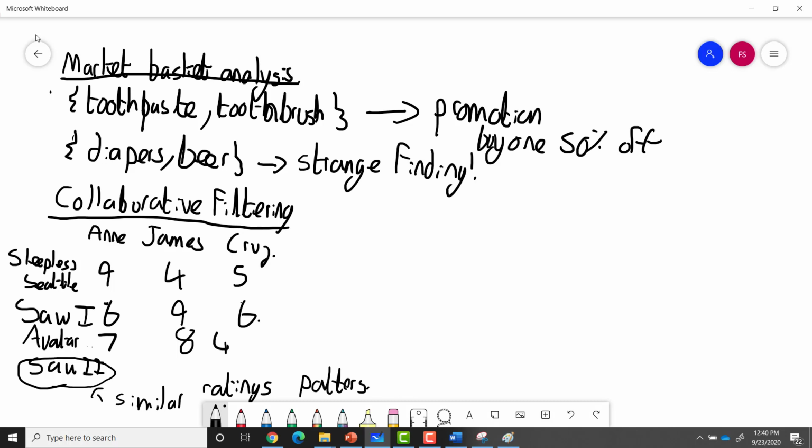So maybe, for example, Anne has given this a 6, and Cruz has also given maybe a 5 or a 6, and we want to know how James would like Saw 2. So we see that Saw 1 and Saw 2 have very similar ratings patterns, and we can kind of fill in the blank for James here.